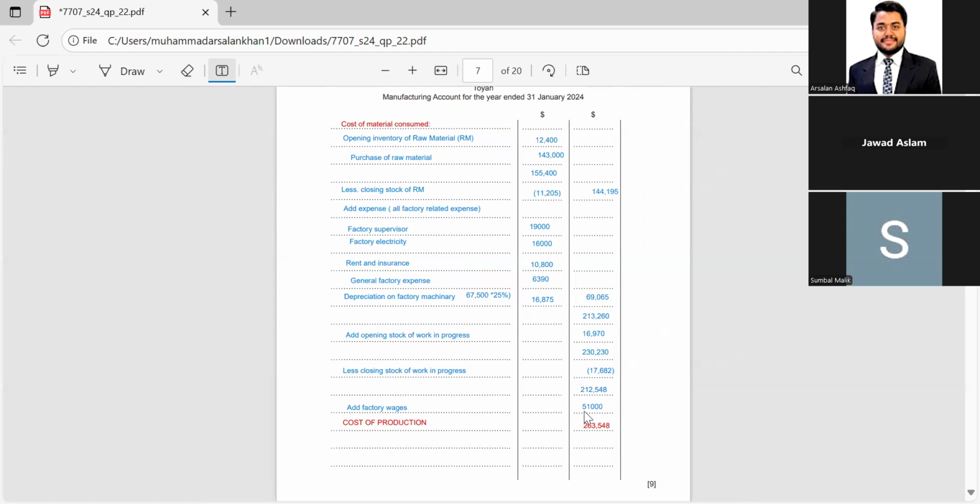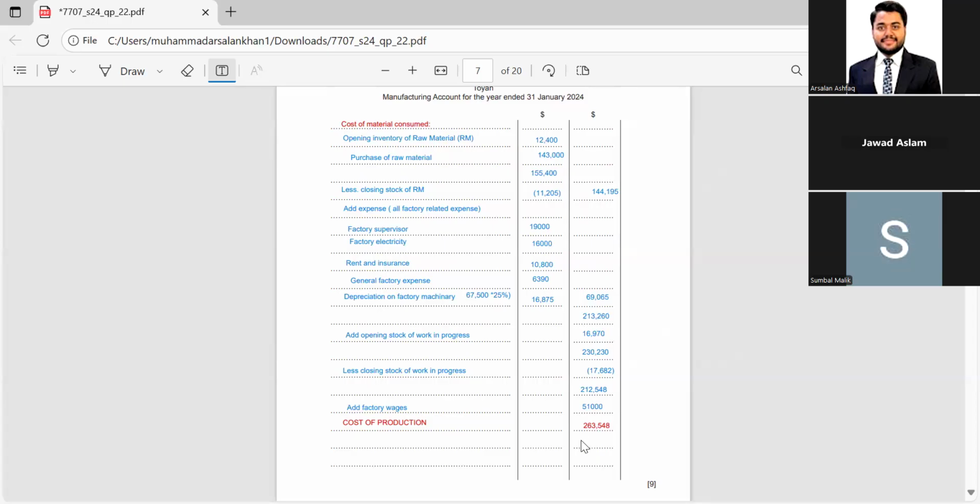ठीक है. प्रेजेंटेशन में इसको आप कहीं यहाँ पर ऐड कर दो, दैट इज ऑल्सो फाइन. ओके. आई हैव एडेड 51,000 इन लास्ट, बट इफ यू वांट यू कैन ऑल्सो ऐड इट ओवर हेयर, एनीवेयर ओवर हेयर. So this will include in this value. Okay. Then you just need to add a work in progress opening, subtract with the closing work in progress to get the answer of cost of production.